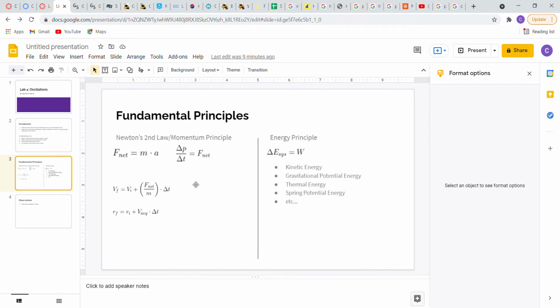So to start off, the fundamental principles associated with this lab are Newton's second law, or alternatively the momentum principle, as well as the energy principle. Newton's second law states that the net force acting on an object is equal to the object's mass times the acceleration. Alternatively, the net force is also equal to the change in momentum over time. The energy principle states that the change in the total energy of the system is equal to the work acting on the system.